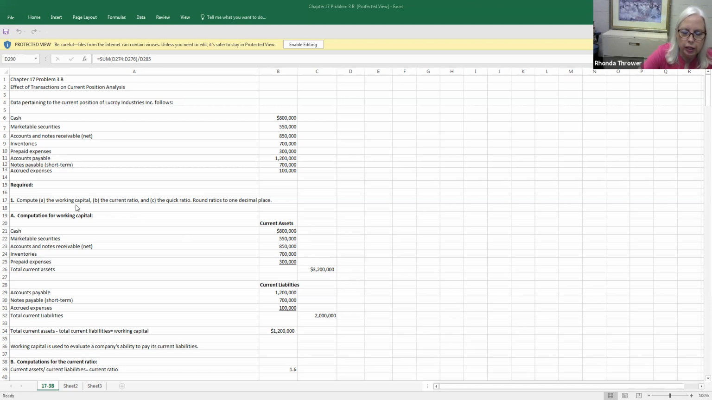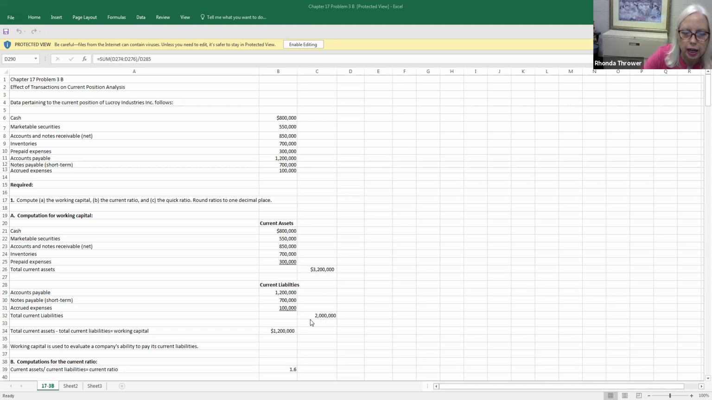When you're working with working capital, you need to determine your current assets first and then determine your current liabilities. The current liabilities were given to us: accounts payable of $1,200,000 is a current liability. Our short-term notes payable are also current liabilities, and our accrued expenses, such as salary payable and interest payable, are added together to get the accrued expenses. Combine all three of these amounts to get your total current liabilities.